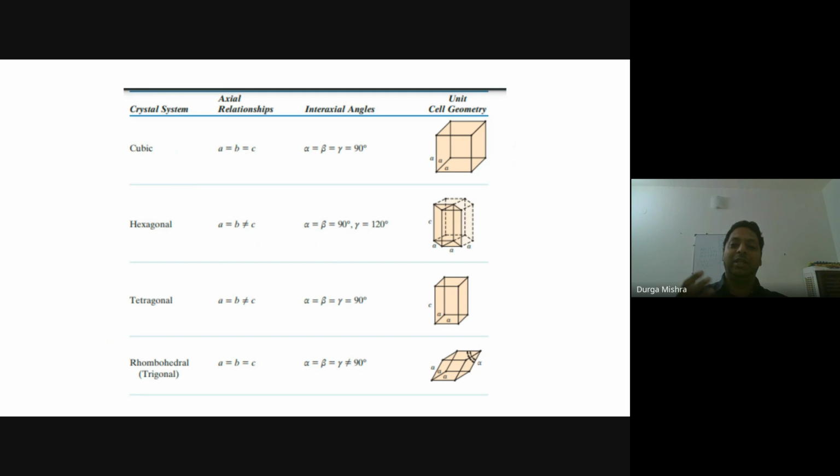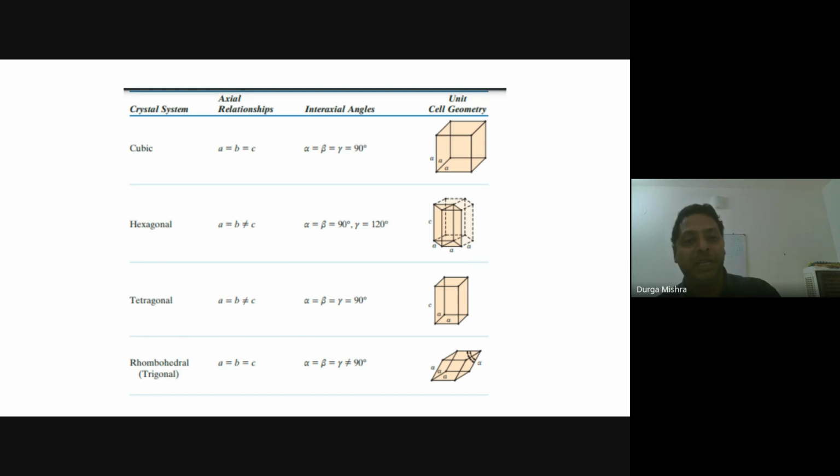Because again it is related to the geometry, we define it on the basis of the axes that we have used, so the length of those axes. In case of cubic, we say A, that is the lattice parameter, A equal to B equal to C, and then what is the angle between those axes. That will decide what kind of crystal system we are using.